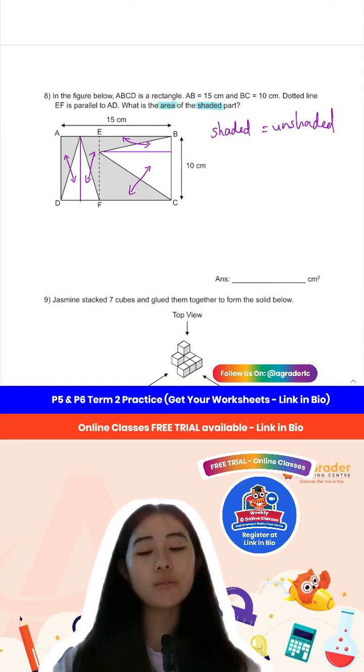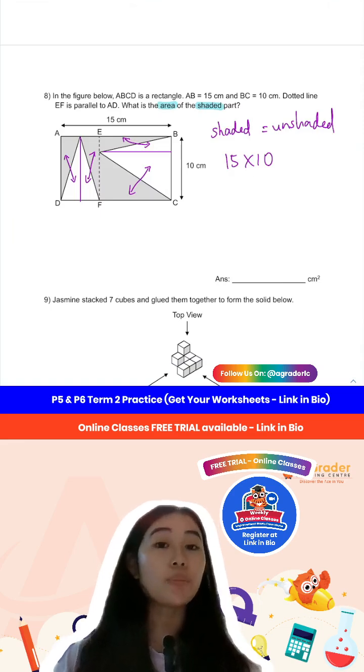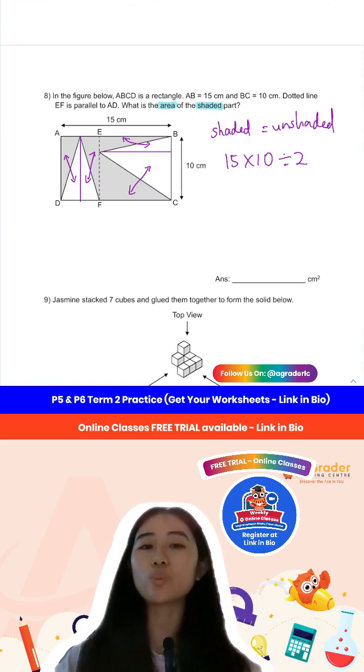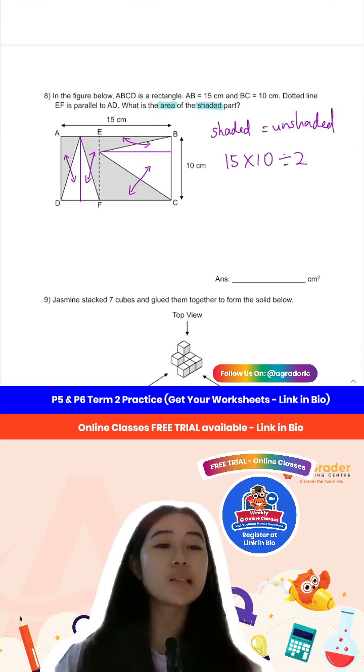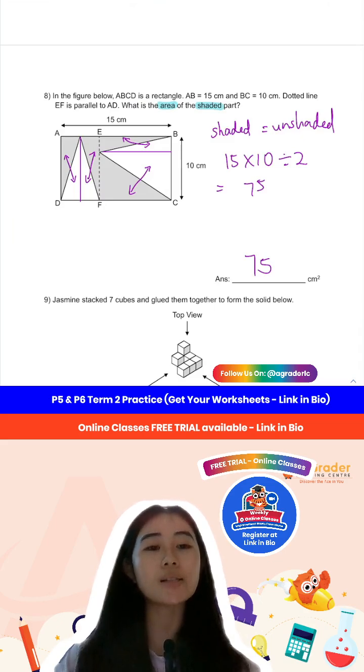Since this is a rectangle, the area of this rectangle is 15 times 10. And then you want to find the shaded part, which is half of the total. So you just divide by 2. Okay, so yes, Islam, your working is correct. So I will do this in one step. You get 75 as the answer.